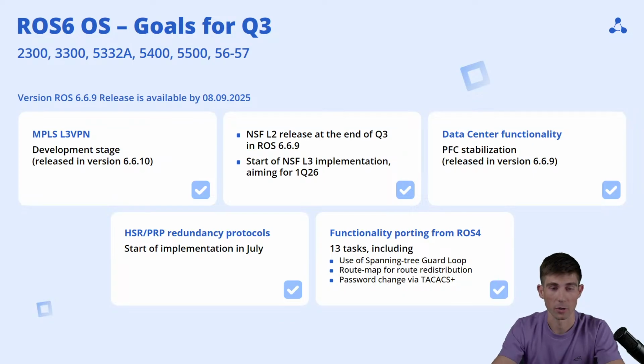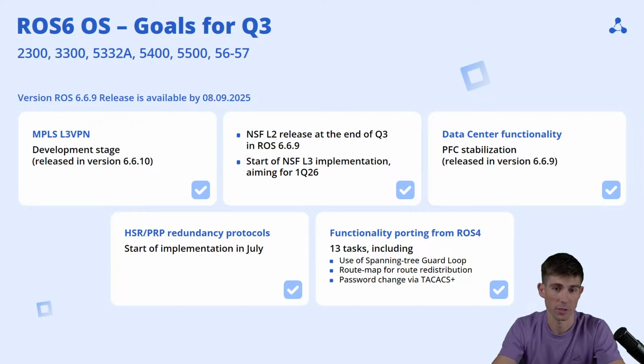I already mentioned non-stop forwarding L2, and after the stabilization and release in version 6.6.9, we are planning to start implementing NSF L3, which is basically a similar concept, but the data transmission is going to be obviously on level 3, based not on frames but on packets, based on ACL tables saved in the control plane of the device.